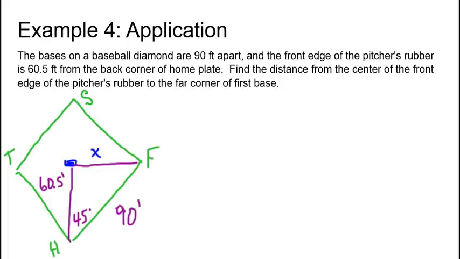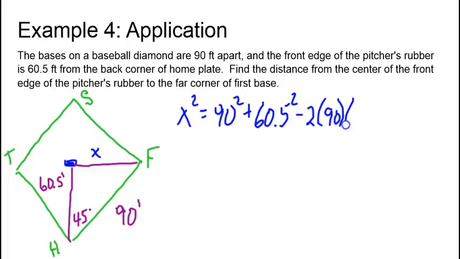So we have to use the law of cosines to find the value of x. We can write x squared, which is the side we're looking for, equal to 90 squared plus 60.5 squared minus 2 times 90 times 60.5, and then we multiply by the cosine of 45 degrees. Now we're just going to type all that in on the calculator.